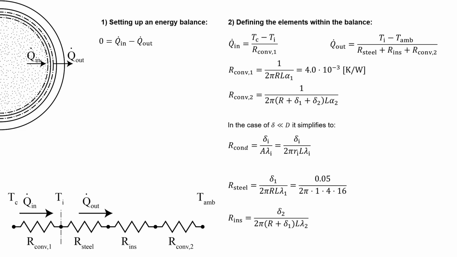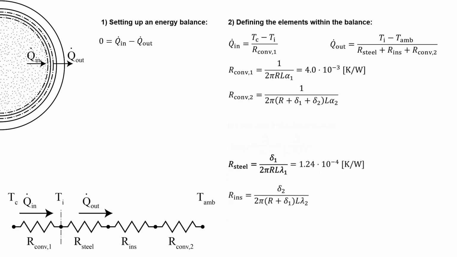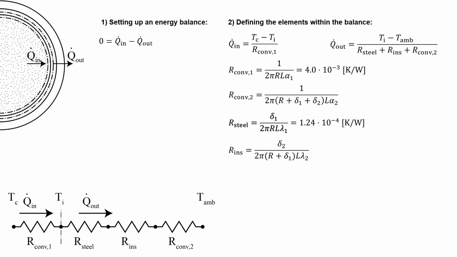For the resistance of the steel layer, we know all numbers, so we can calculate its value. Having done this, we have an expression for Q dot in and Q dot out in terms of one unknown variable, which is delta 2. So we can start plugging everything inside the energy balance and do some rewriting.